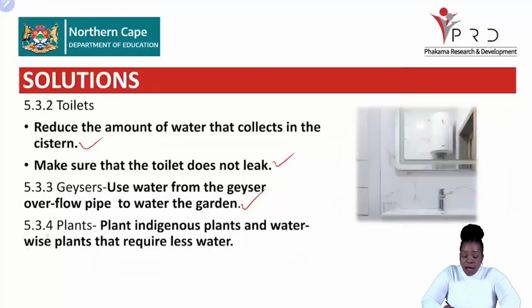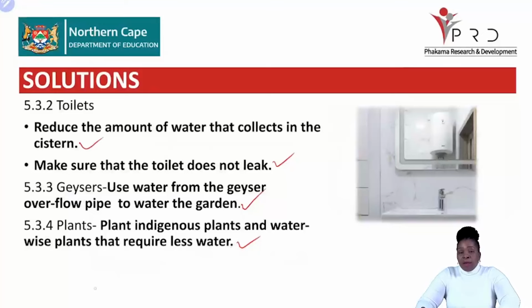And then the other one is on plants, right? We are advised to plant indigenous plants and water-wise plants that require less water. And sometimes with the plants, we can use what we call gray water. Gray water is the water that comes from the washing machine or the water that we use for bathing. You can use that water to water your plants, thereby saving water in the home again.